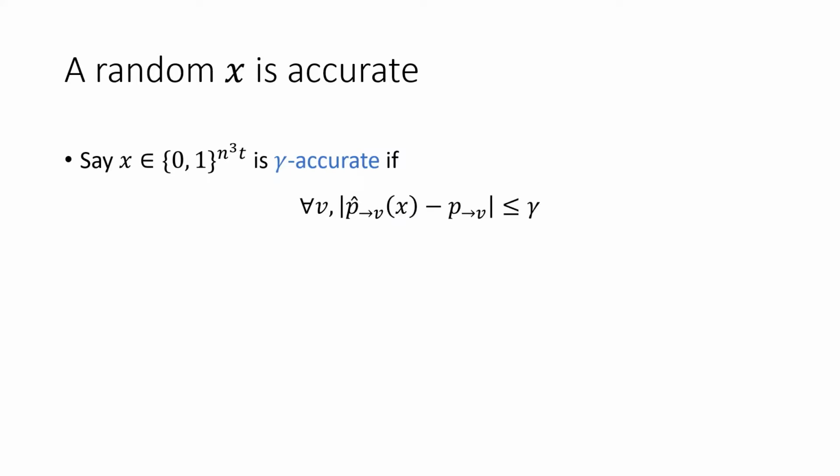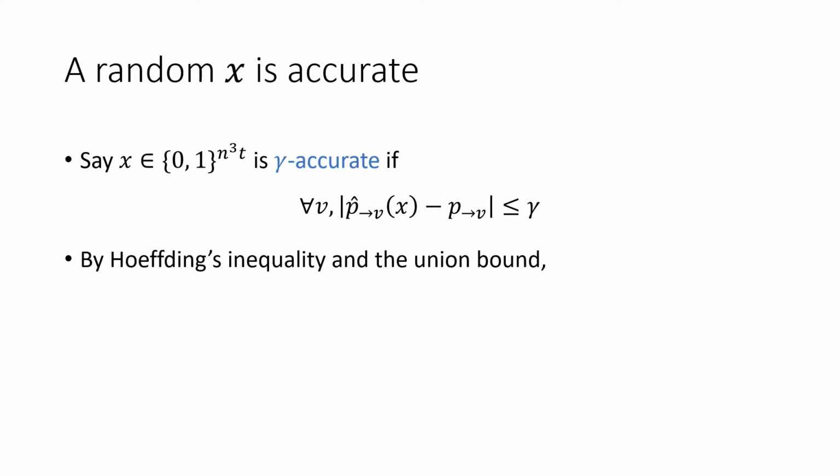Here's what we do. Say x is gamma accurate if each estimated probability of visiting a vertex is within gamma of the true probability of visiting that vertex. If we pick x uniformly at random, then with high probability, x is accurate to within error epsilon over 2n cubed. After all, when x is random, we're just plugging a bunch of independent random samples into f and seeing what fraction caused the program to visit v. So we can apply Hoeffding's inequality.